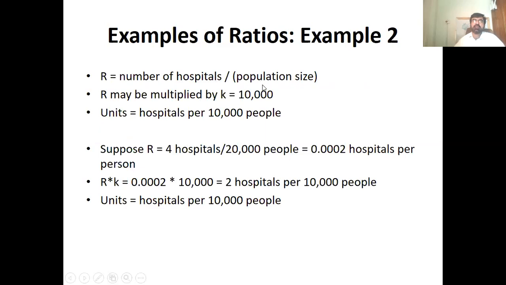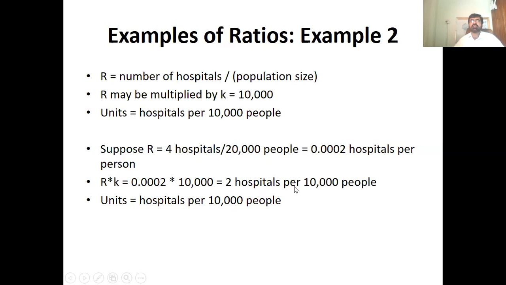Number of hospitals over population size. R may be multiplied by K, a constant: 10,000, 1,000 and so on, giving hospitals per 10,000 people. Suppose R is equal to 4 hospitals and there are 20,000 people, so 0.0002 hospitals per person. So it doesn't make sense. What you have to do is multiply this with a certain constant so that you can obtain a whole number value.